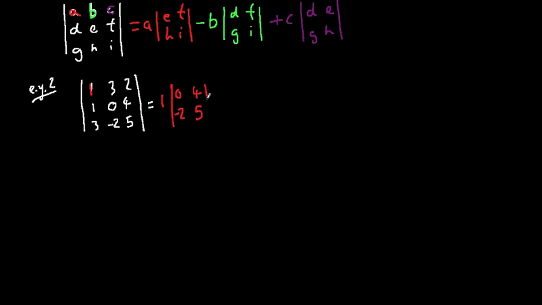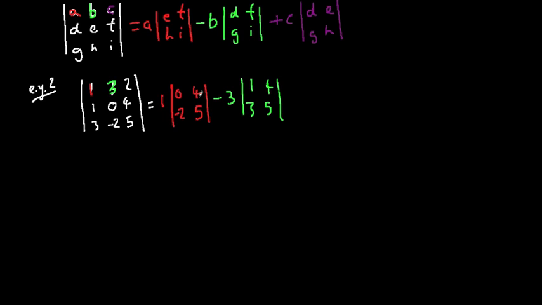The next step, we take the second element, and remember we're subtracting. So minus the second element, which in this case is 3. Scrub out the second column, and I'm interested in that 2 by 2: 1, 4, 3, and 5. So that's the determinant of the 2 by 2 matrix 1, 4, 3, and 5.